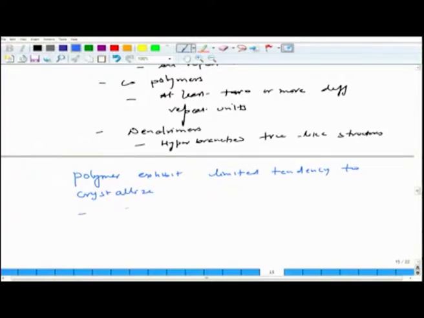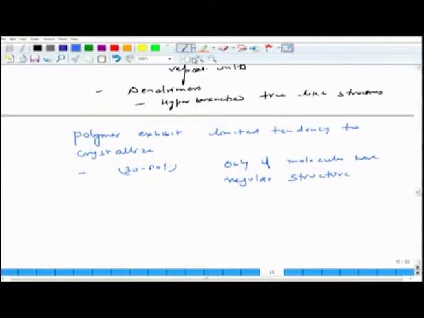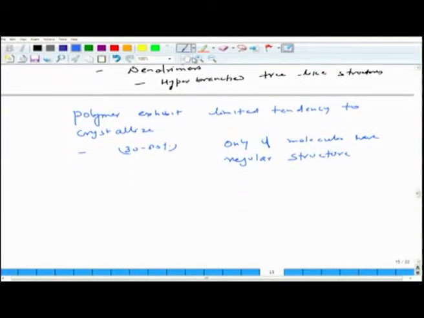Now, usually 30 to 80% limited crystallinity is possible only if the molecules have regular structure. So usually that means that most of the time the polymers are amorphous in nature.